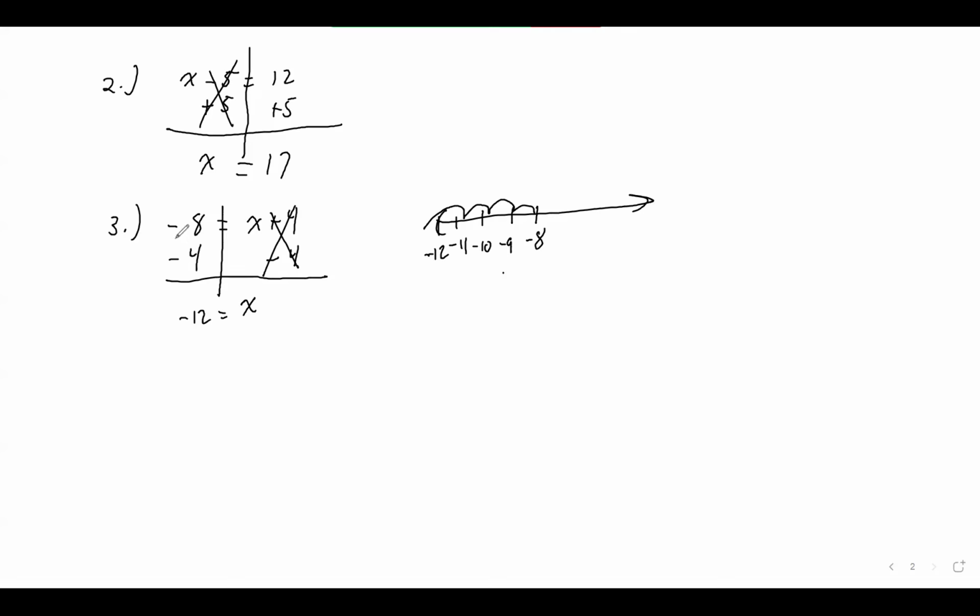And then you would end up with negative 8 plus 4, which would be negative 4, because now they're different signs. So I need to take the difference. And then the bigger number, that's the sign it would get.